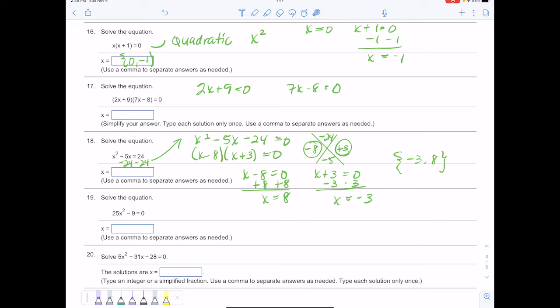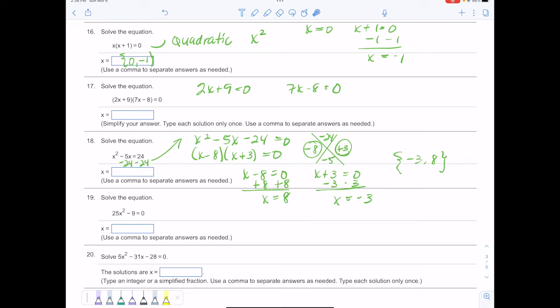And you might be wondering why I'm putting it inside the braces. That's how we write our solution sets. We write our answers inside a set, which in mathematics is just a collection of items or elements. So those are the two solutions. If I was to plug in negative 3 into this equation, it would equal 24. And if I plugged 8 into the equation, it would also equal 24.